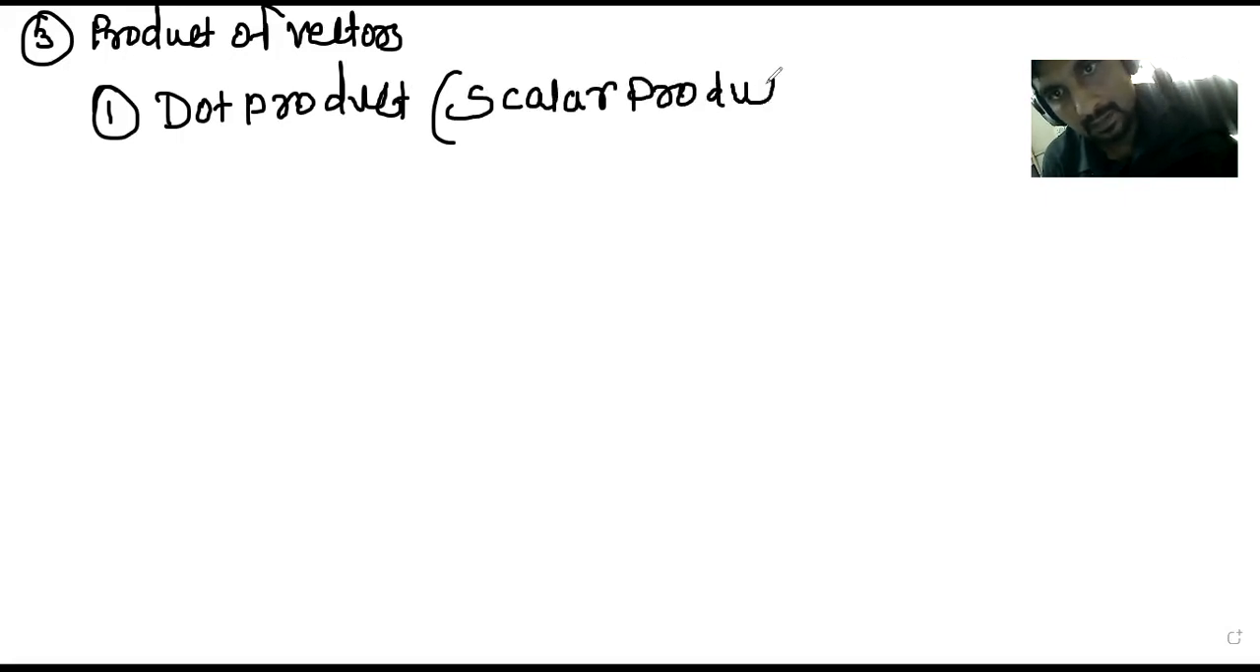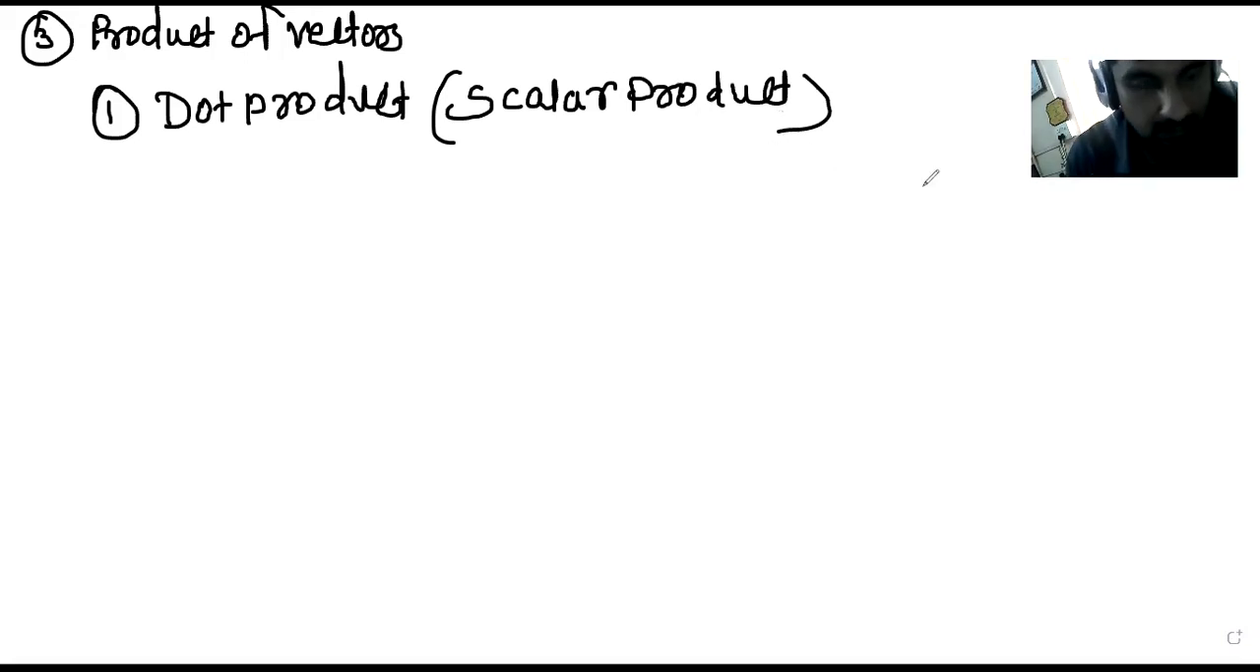Scalar product. I'll come to why we are calling this a scalar product later on. But let's begin by understanding what the dot product is, and then at the end we will discuss why it is called a scalar product. Right, so the dot product of two vectors.